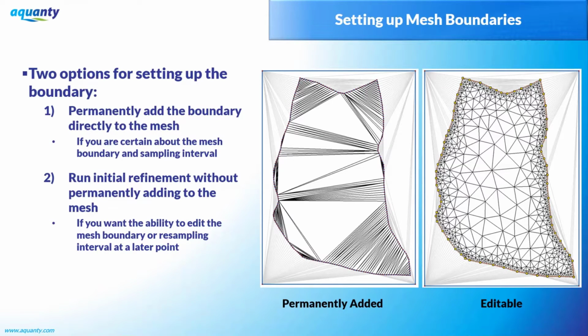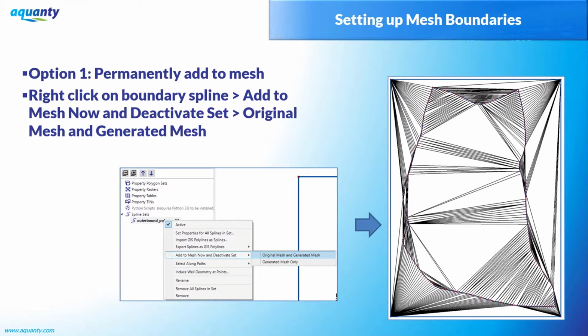One is to permanently add the boundary directly to the mesh. You can do this if you're certain about your mesh boundary and the sampling interval, or you can run an initial refinement without permanently adding it to the mesh if you want the ability to potentially edit the mesh boundary or the resampling interval at a later point. Note you always have the ability later to bake this into your mesh, so choosing it to be editable at the beginning can give you a bit more flexibility in your mesh creation. So I'll just show you how to do each of these two things.